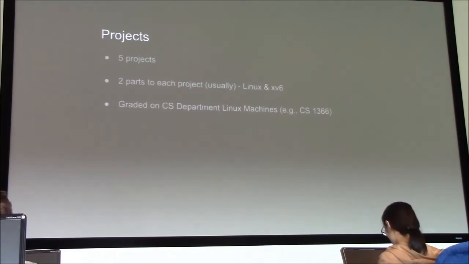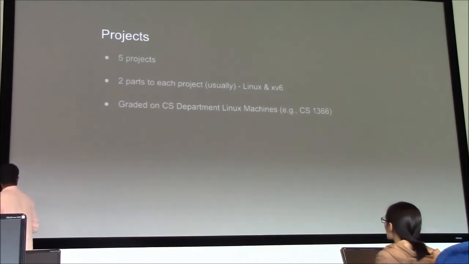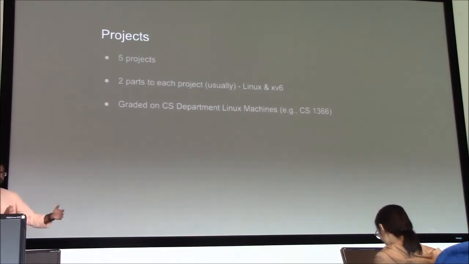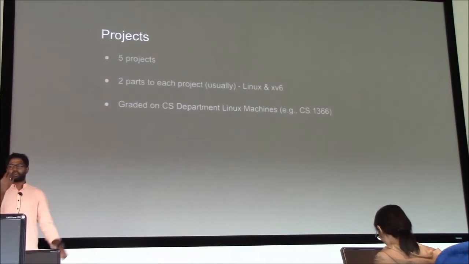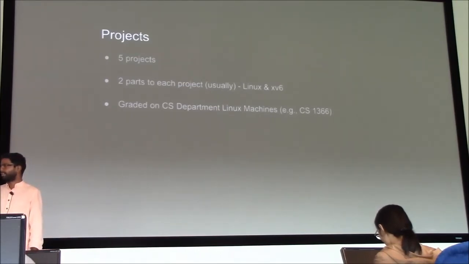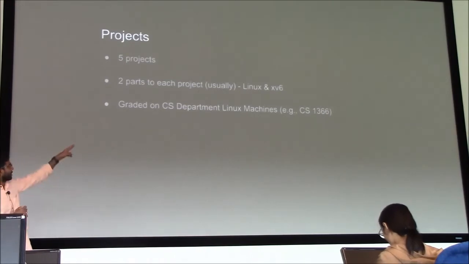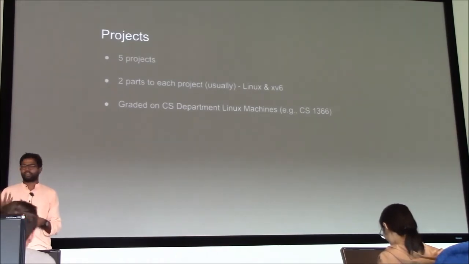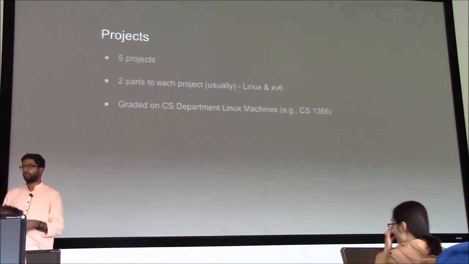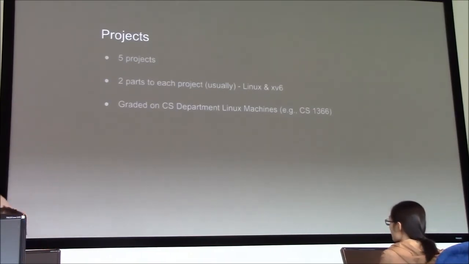There are going to be 5 projects in the course and 2 parts to each project. So you may think of them as 10 projects total. The first part of each project will be on the Linux operating system, where you will be writing mostly C code, and the second part of each project is going to be in an operating system called XV6. It's a very simple operating system that was designed basically for teaching OS, and we will be doing most of our projects there.